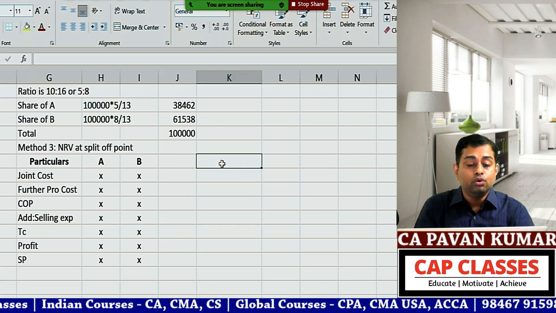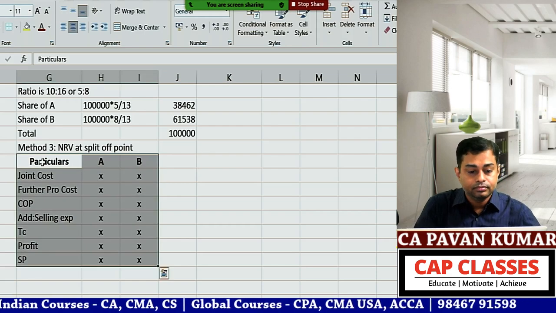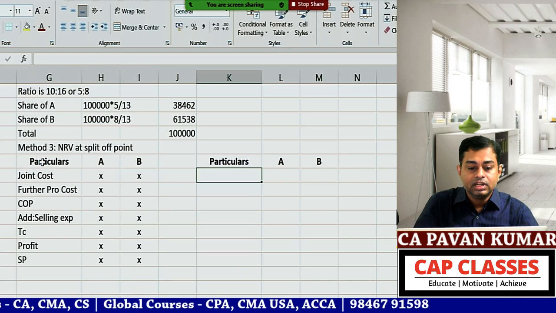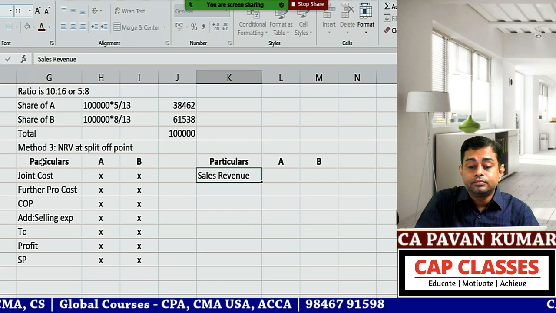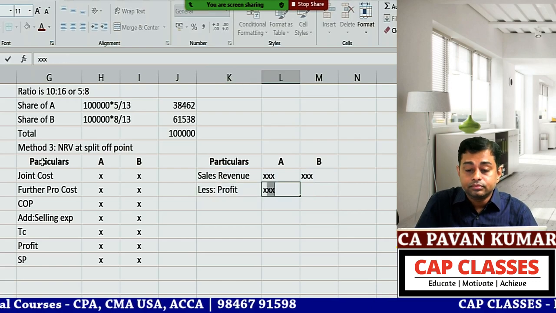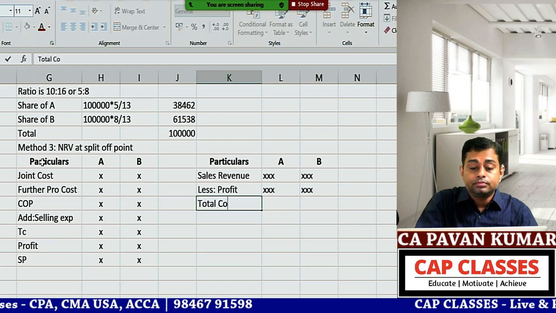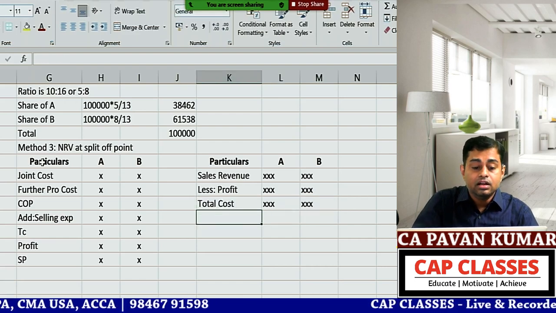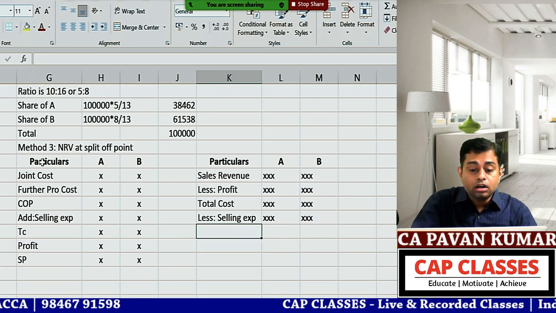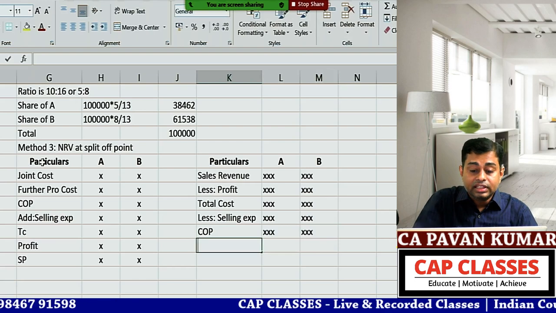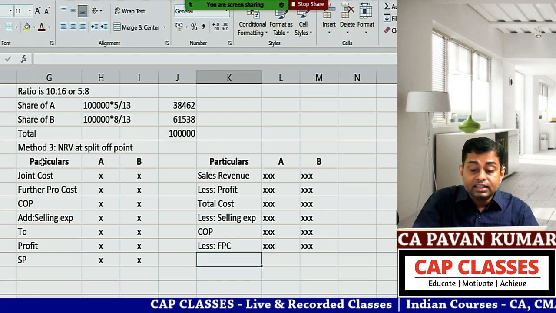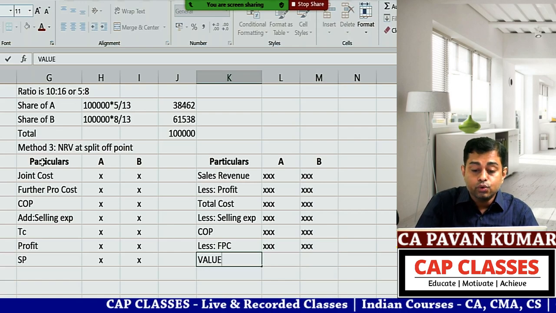So what will we do is, take sales revenue, less profit. This is called total cost. Correct? Then less selling expenses. It is called cost of production. Then less further processing cost. Can I say that this is some value?